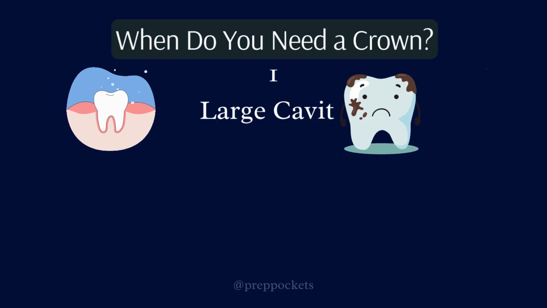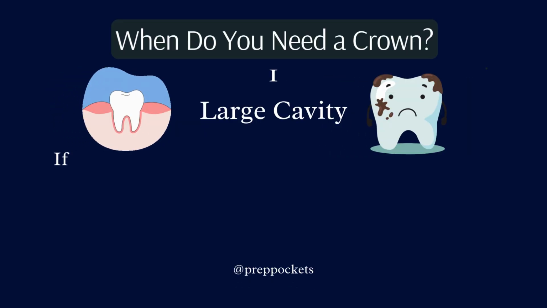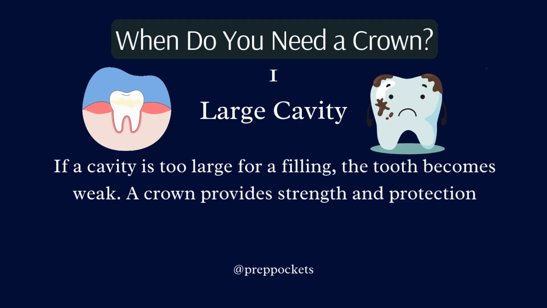The number one condition is a large cavity. When the cavity is large, too much of the natural tooth structure is lost, resulting in weakening of its strength and function. Large cavities are more prone to fracture over time if not properly restored. For a better seal, a crown is given, as filling may not seal properly, increasing the chances of secondary caries.